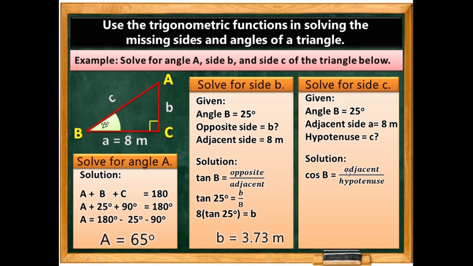So, cosine B is adjacent divided by the hypotenuse. Substitute, the value of B is 25 degrees. So cosine of 25 degrees is equal to adjacent, which is 8, divided by C, the unknown, or the hypotenuse. So how to solve for C? You will just need to cross multiply this value with C, then divide both sides by cosine 25 degrees.